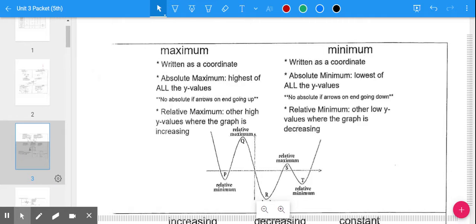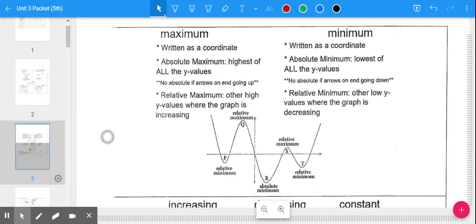On the second page of these notes, your maximum and minimum are written as an ordered pair. There are two different types of maximums: an absolute maximum and a relative maximum. An absolute maximum is like when you say something is the absolute best. It is the highest point on your graph, or the absolute minimum is the lowest. Relative maximums are another high point that is not the highest point, and they're always about a turn in your graph. Minimum is the same thing. A relative minimum is another low point, but it's not the lowest point.